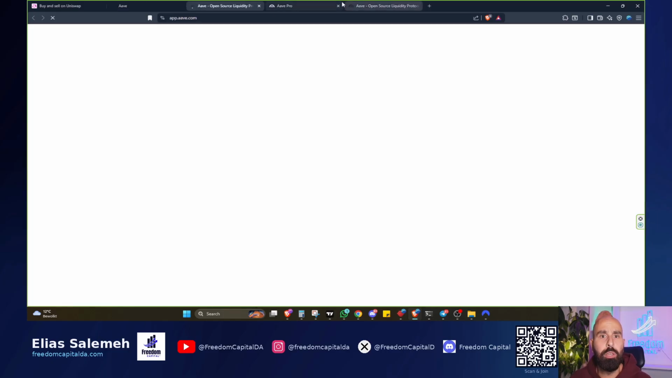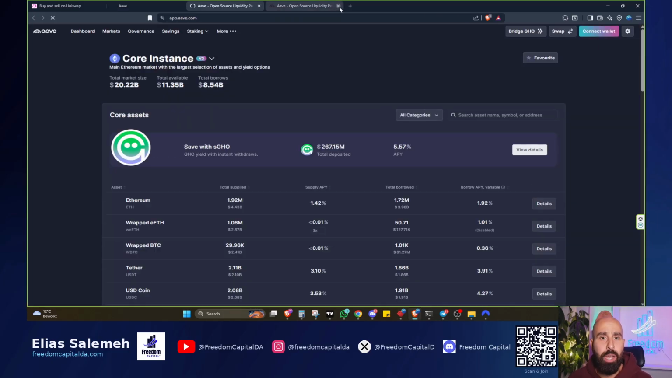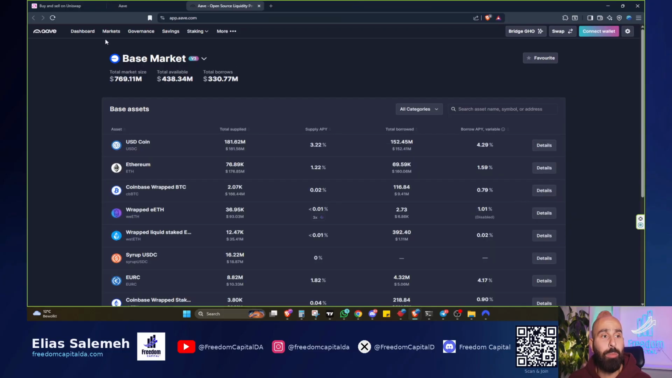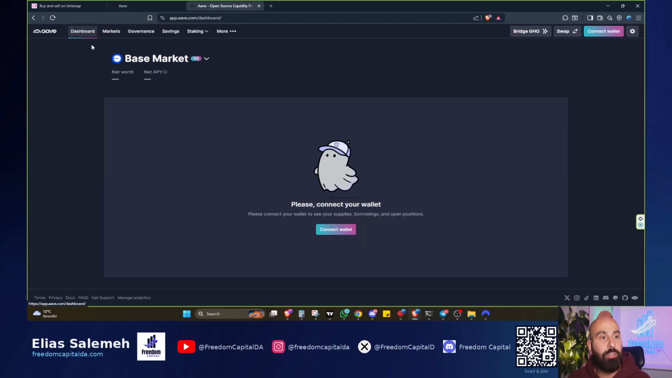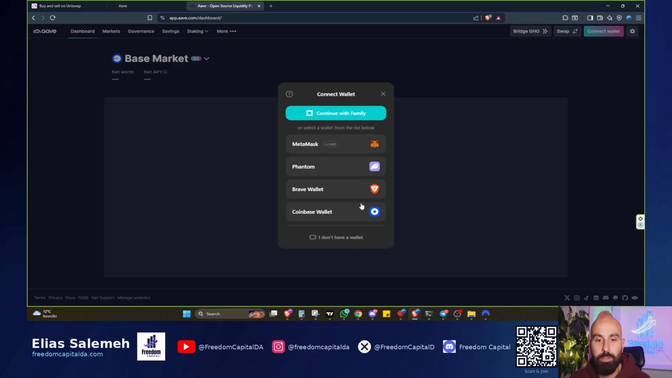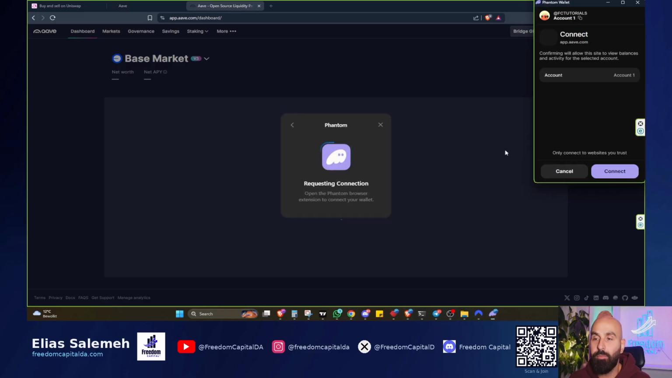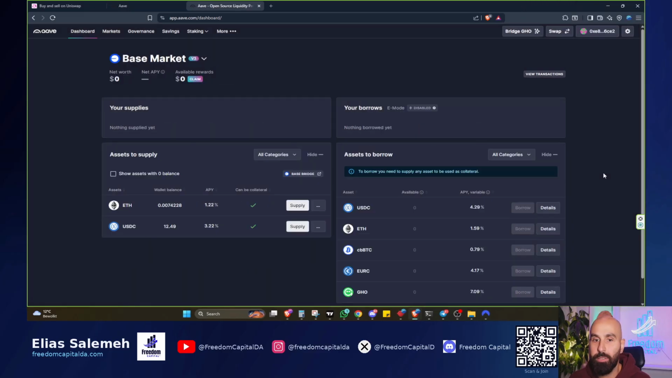So you click on it. And then once you're inside, here's how you navigate the dashboard, or the protocol. The first step you have is the dashboard. Of course, you cannot see anything if you did not connect your wallet. So the first step is to connect your wallet. I'm going to be choosing Phantom for this example. Connect. And this is our dashboard.